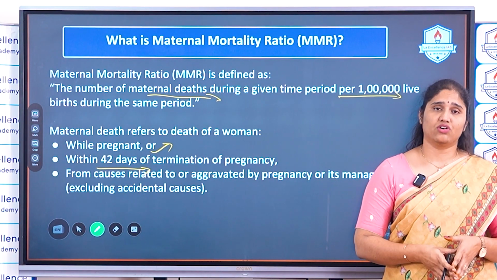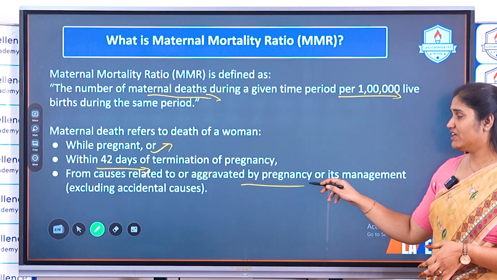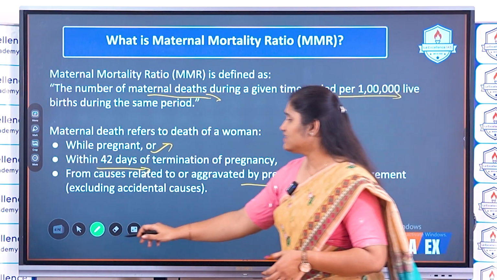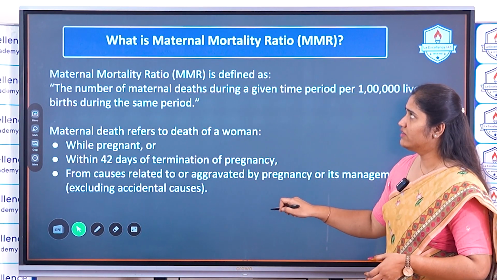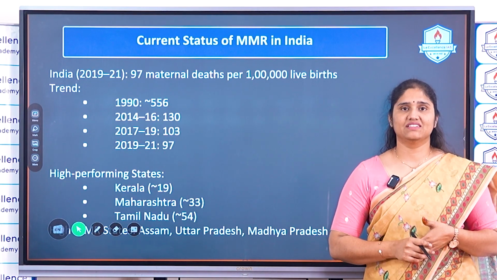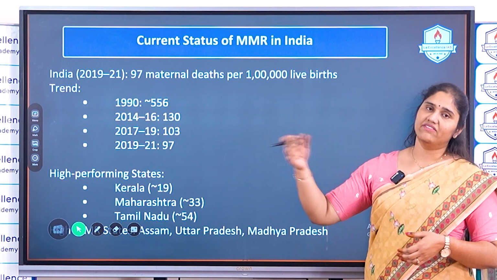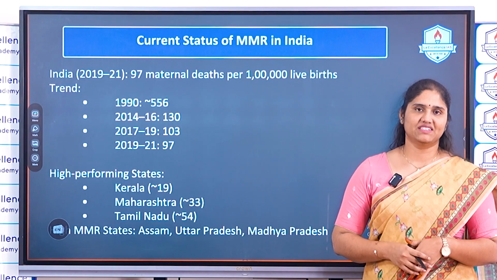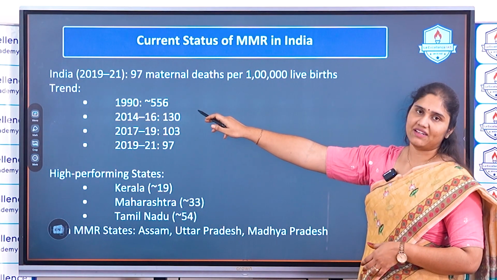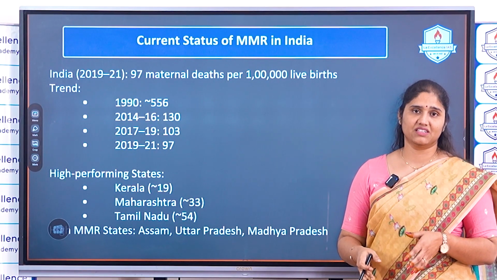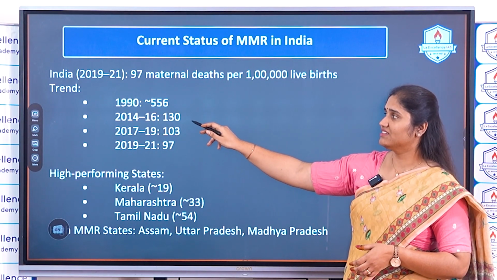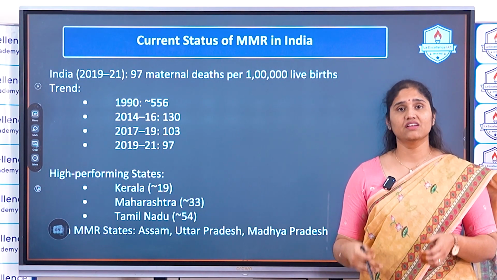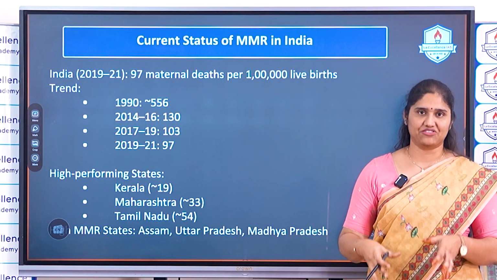And there are a large number of causes. One is related to aggravated pregnancy or management issues. We also have a large amount of data on this MMR. In India, from the 1990s to the present day, the MMR has been steadily decreasing. In the 1990s, it was around 556. Then in 2014 it was 130, then 103, 97, and now 83 to 85. So there is a steady decline in the MMR nationally.